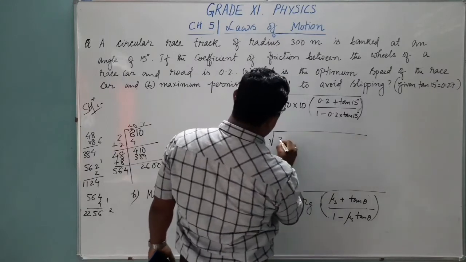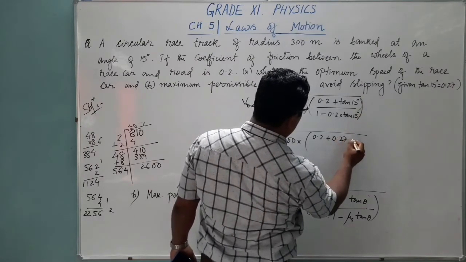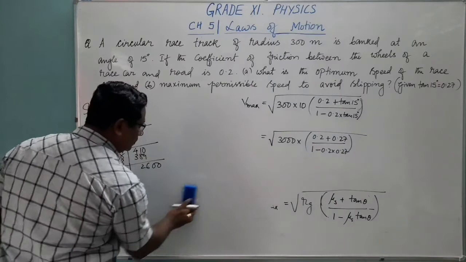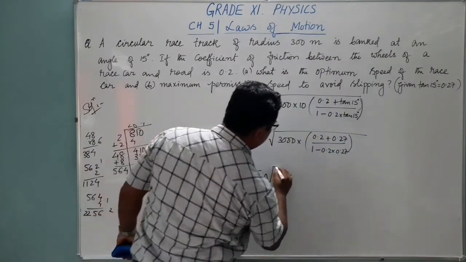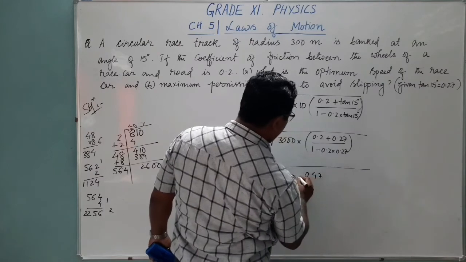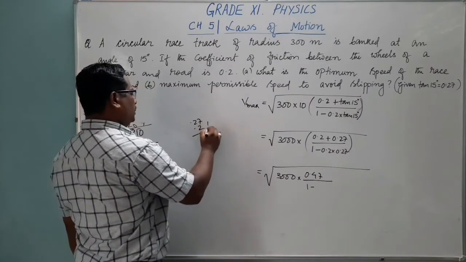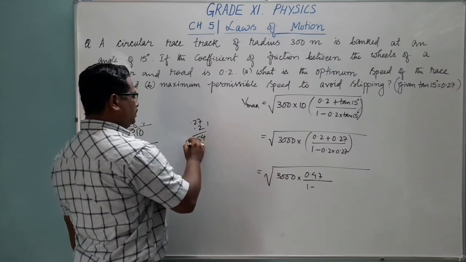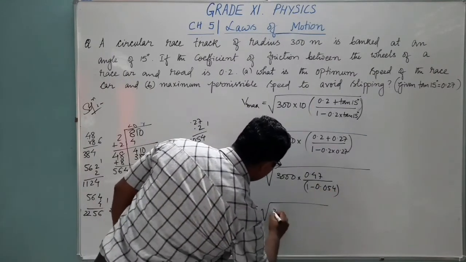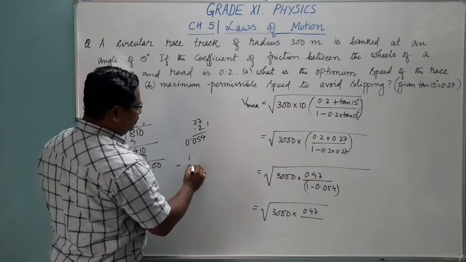Then this will be 3000 into 0.2 plus tan 15 is 0.27, divided by 1 minus 0.2 into 0.27. 3000, if you add it, it will be 0.47 divided by 1 minus 0.27 into 0.2, which is 0.054, for decimal 3 digits, so it will appear like this. 1 minus 0.054, then you will have 3000 into 0.47 divided by 1 minus 0.054.